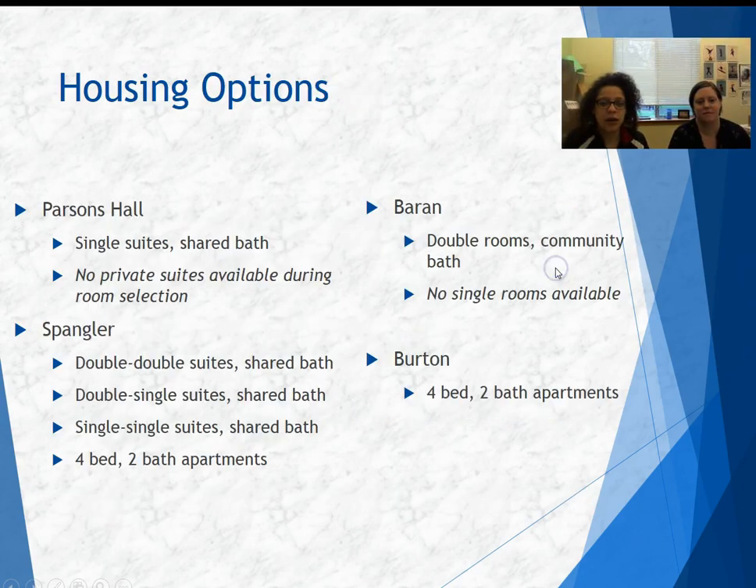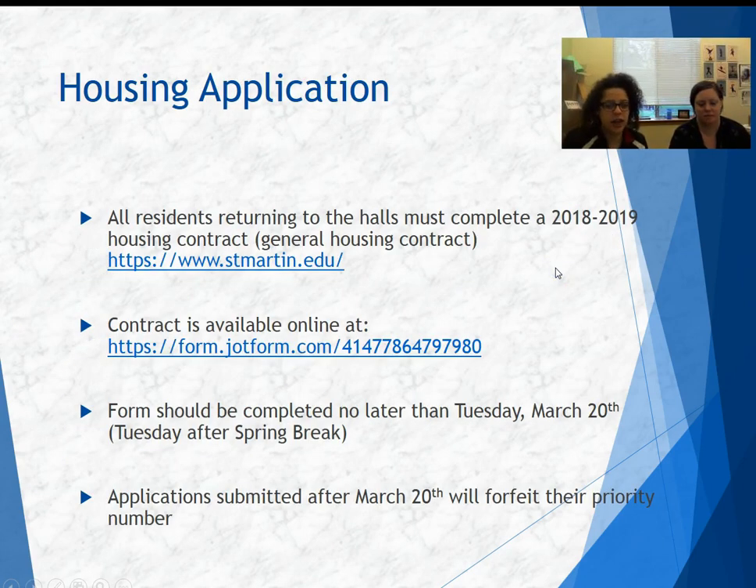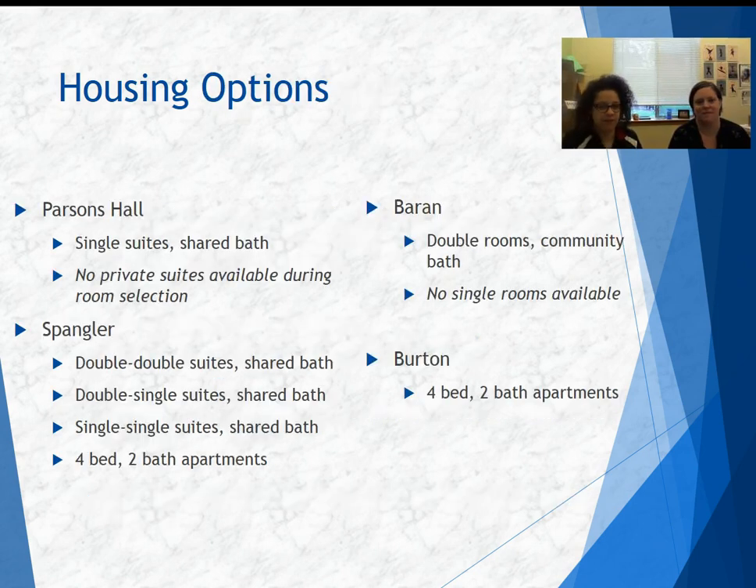We also have the contract available on the form. This form should be completed no later than Tuesday, March 20th. That's the Tuesday after spring break, so you still have a little bit of time to complete that. Applications submitted after March 20th will forfeit their priority number. That means if you submit your application late, you're not going to get a priority number, which is really essential for housing selection. Heather Nicole can explain a little more about what that is in a later part of the presentation.